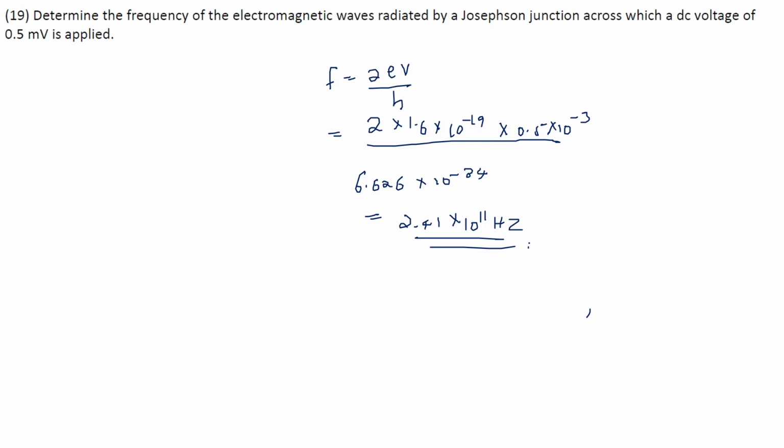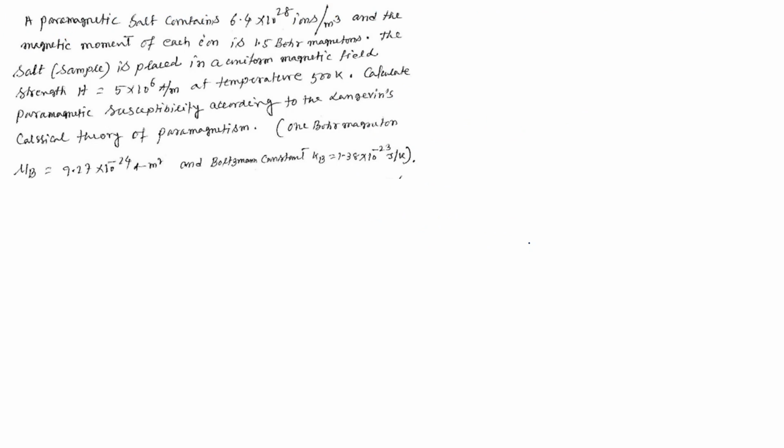I hope all of you noted these questions. Now let us go to the next set of questions. Okay, so see here, a paramagnetic salt contains 6.4 into 10 to the power 28 ions per meter cube, and the magnetic moment of each ion is 1.4 Bohr magnetons. The salt, which means the sample, is placed in a uniform magnetic field strength H equal to 5 into 10 to the power 6 ampere per meter at temperature 500 Kelvin. Calculate the paramagnetic susceptibility according to the Langevin classical theory of paramagnetism.